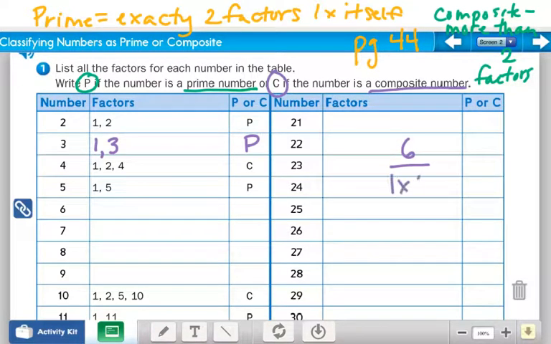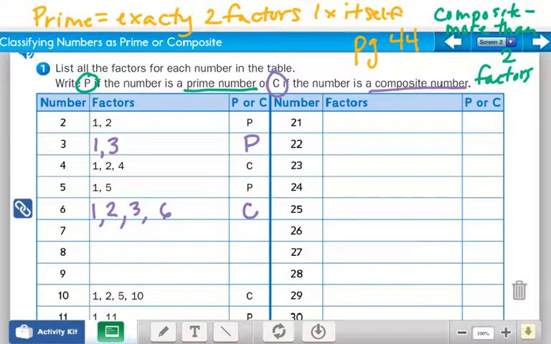We know that 1 times 6 and 2 times 3. So I'm going to put those factors next to the number 6, but I'm going to put them in order from smallest to largest. So 1 is a factor, 2 is a factor, 3 is a factor, and 6 is a factor. I'll now erase that so it's not in your way. If it has more than two factors, it is composite. Go ahead and put the letter C.